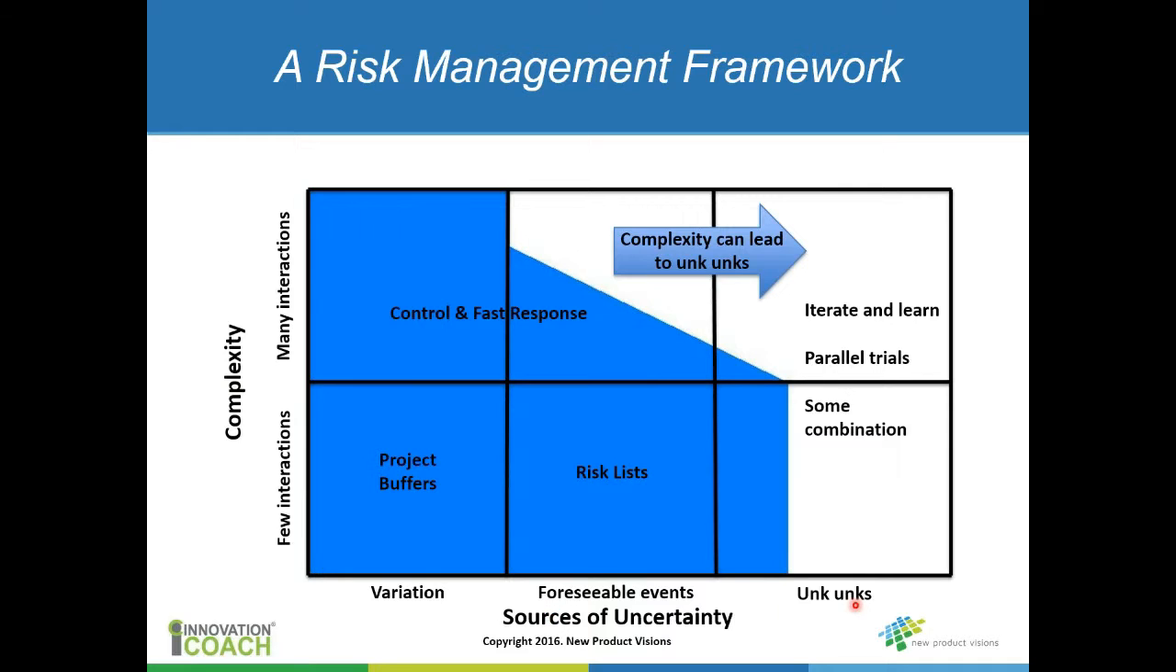So at the bottom here of this matrix are the sources of uncertainty that we talked about: the task variation, foreseeable events, unknown unknowns. And on the y-axis of the matrix is complexity, so low complexity to high complexity. And depending on where you are will really point you in the direction of the types of tools that you're going to use in order to manage the risk.